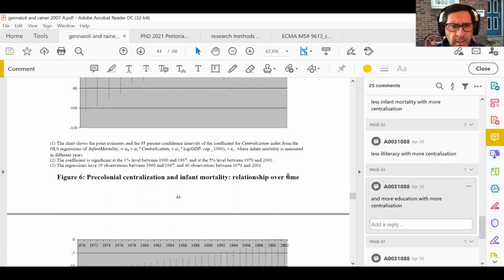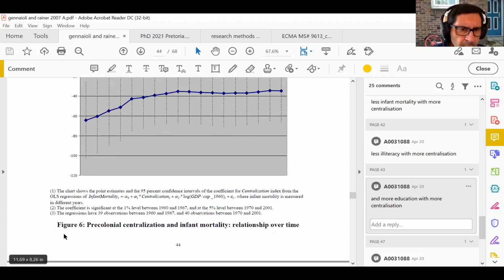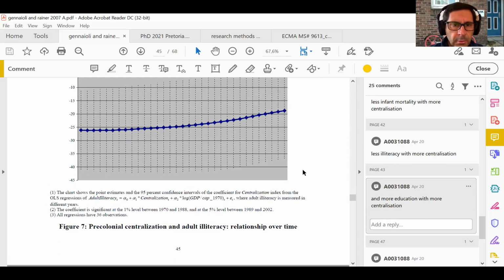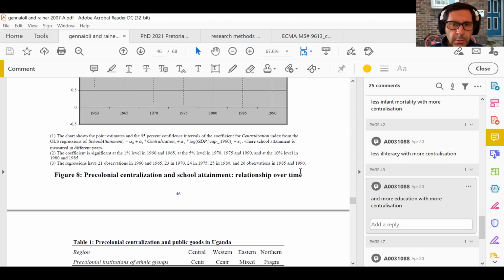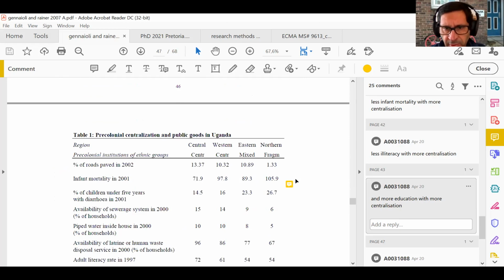What is this? I don't find this interesting. Precolonial infant mortality, I don't find this interesting. Didn't find that interesting either, or that one. Aha, regressions. Okay.